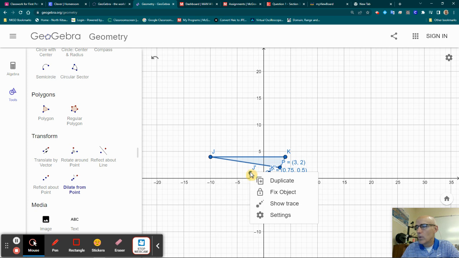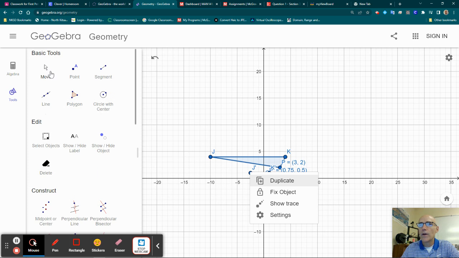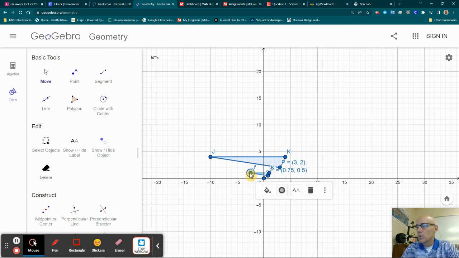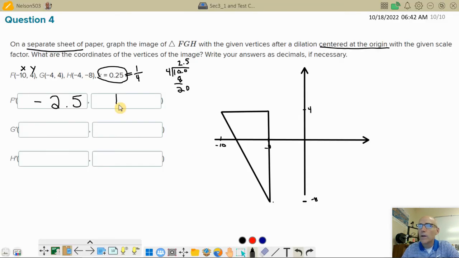Cancel. I know what the problem was here. Hold on one sec here. I've got my dilation tool set up right now, and I need to have my select tool. There we go. I couldn't get the label to show up. All right. So, oh my goodness, 0.75, 0.5. That's not right. I want that point right there. Where's that? Oh, it's right there. Just couldn't see it. -2.5, 1. Is that what we got? -2.5, 1. Yes, it is.